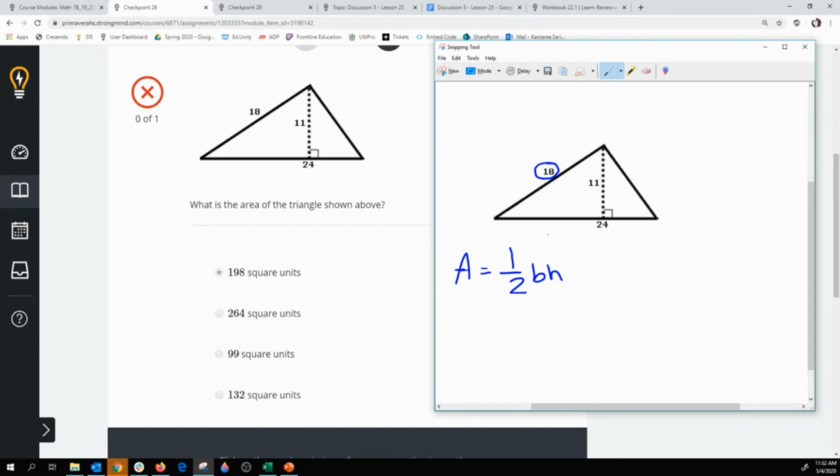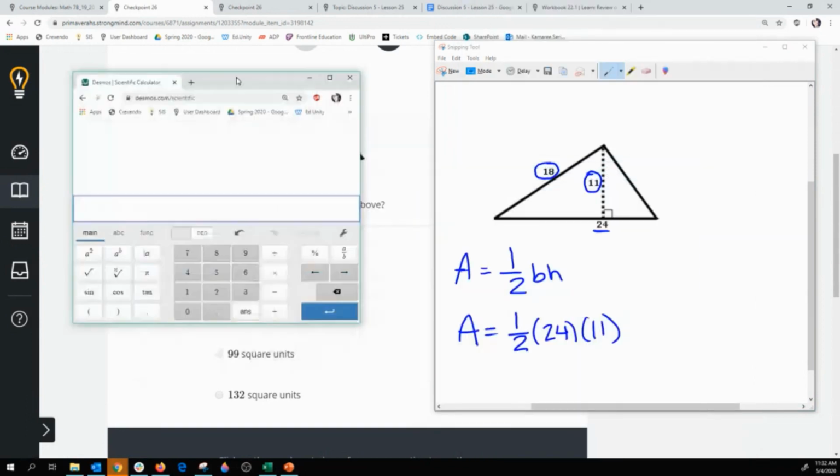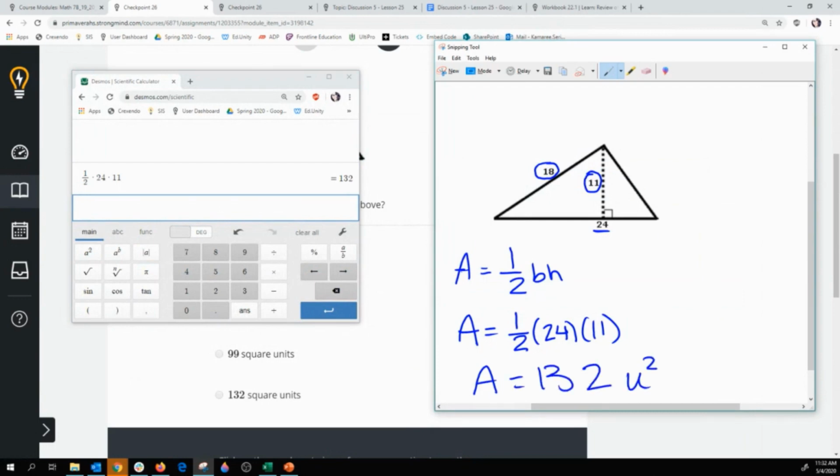The base of your triangle is always going to be the bottom, so that's 24, and the height of your triangle should always be a straight line. So the height of my triangle here is going to be 11. All I need to do is plug those numbers into my formula. So I have 1/2 times 24, which is my base, times 11, which is my height, and then type that into a calculator. That gives me 132. So my area is 132 units squared.